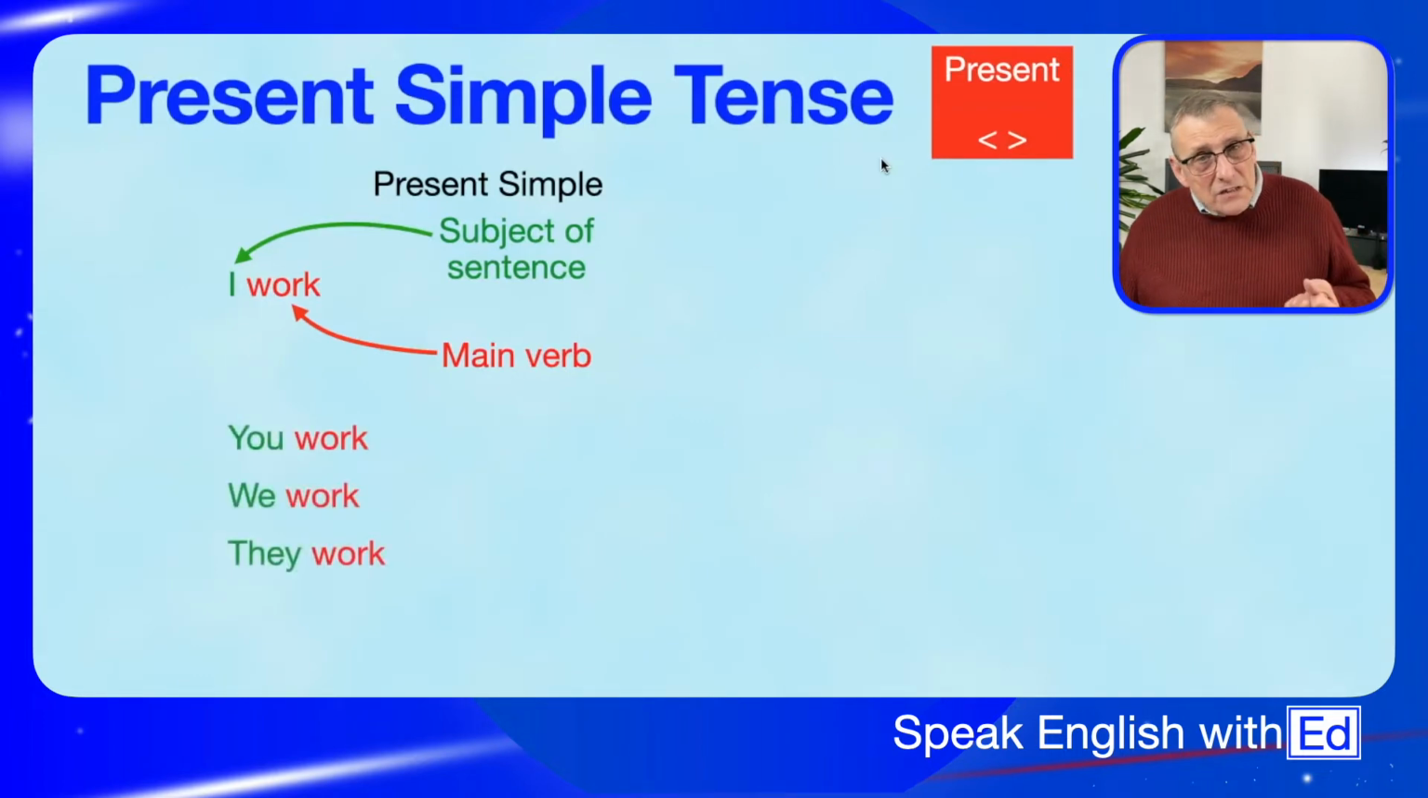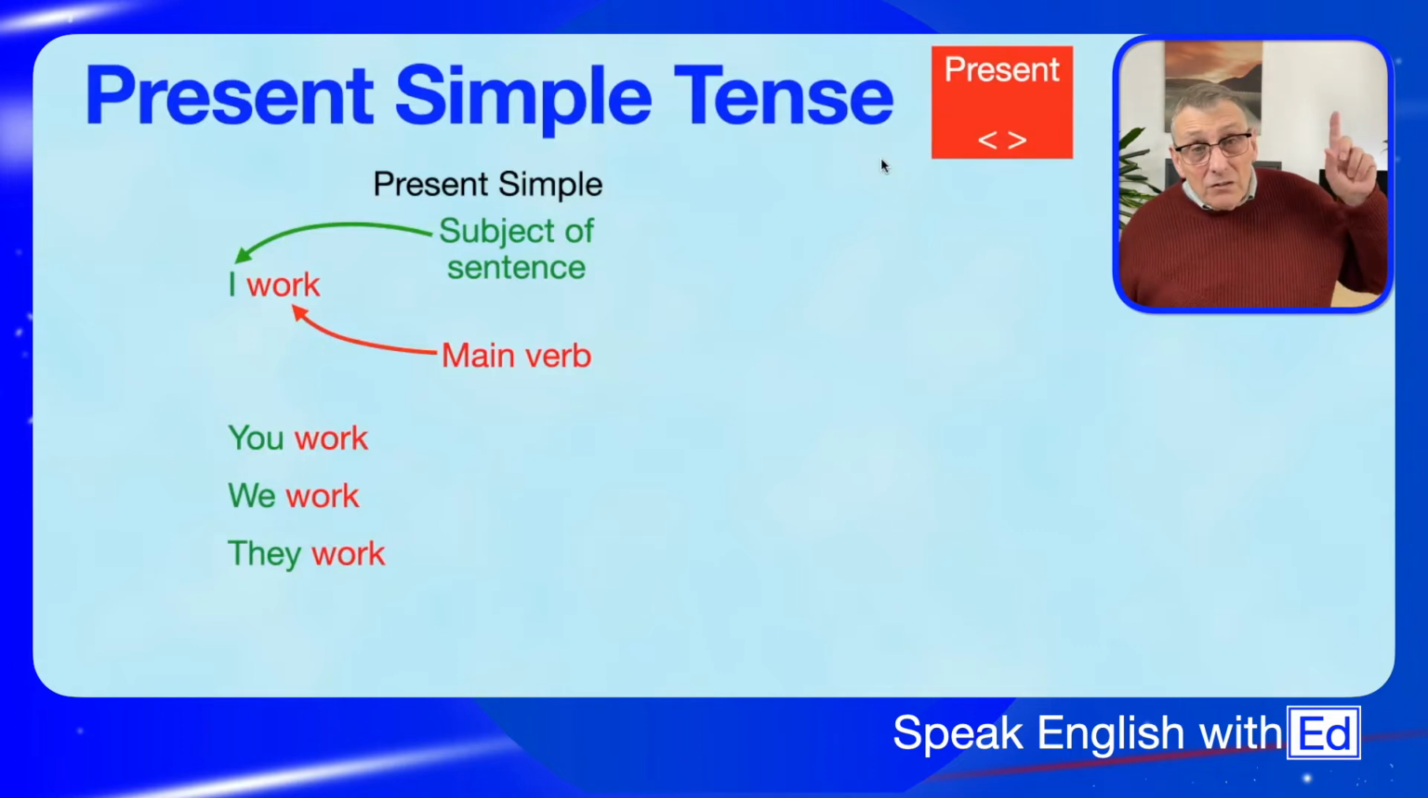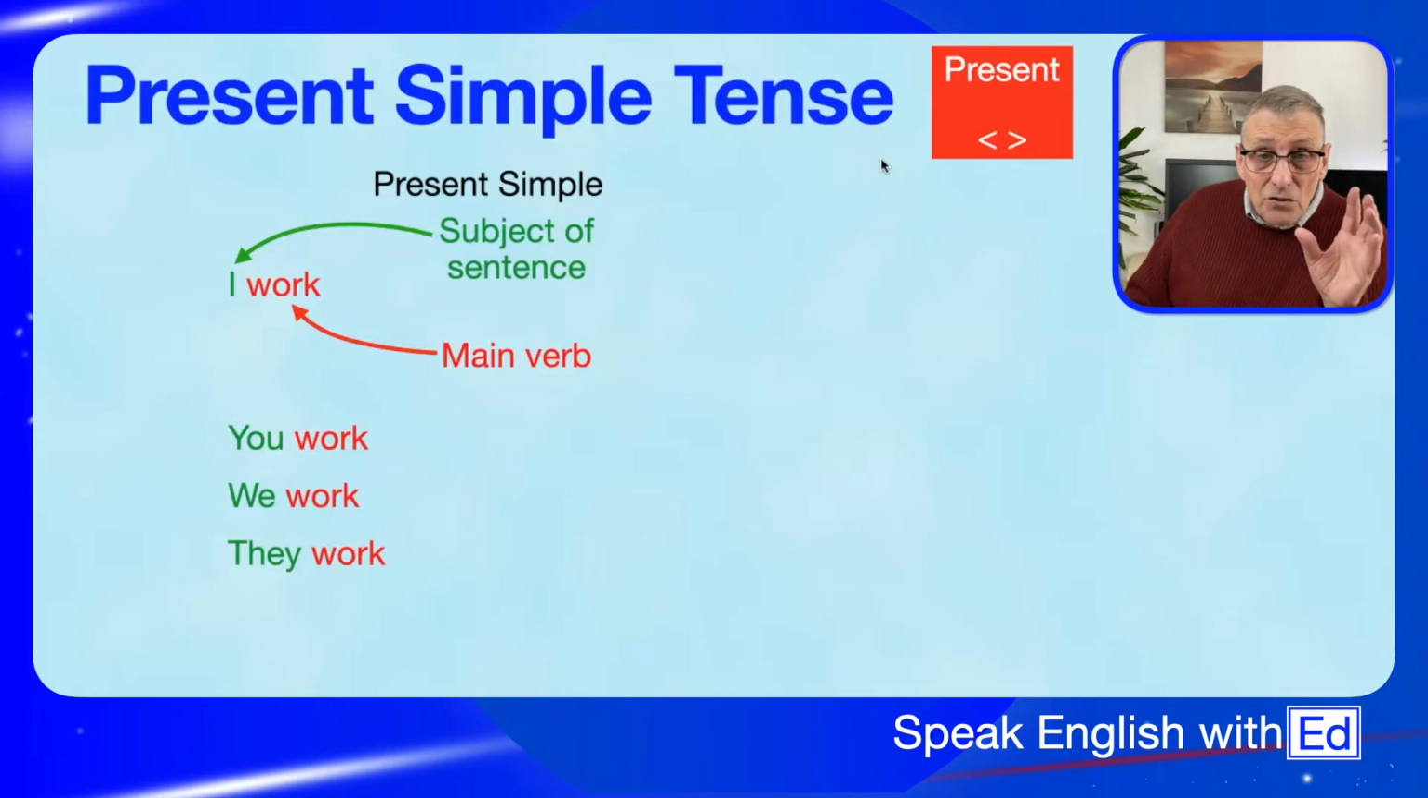But we can change the pronoun, the subject, and change it to you work or we work or they work, but we keep the verb the same, because when you use I, you, we and they, they all use the same verb form. If you're not sure about verb forms, check out a video at the top of the screen, because this is going to talk about pronouns and the way that they change.